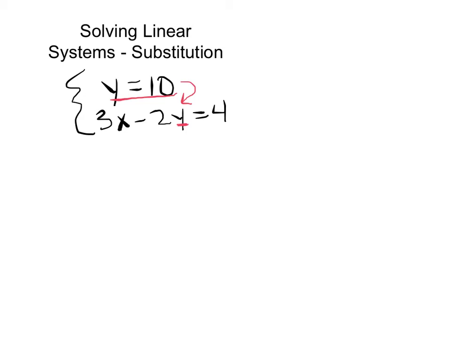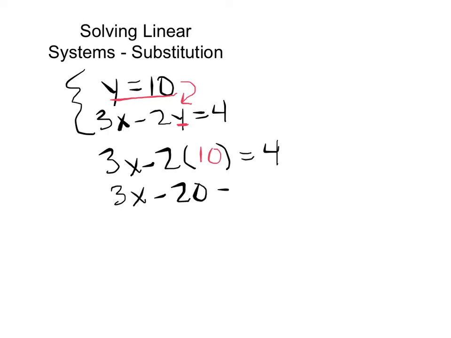So we can rewrite our equation like 3x minus 2 times y equals 4. And remember what y is. y equals 10, so I'm going to put that right there. We're substituting the 10 for y. Now we can go ahead and solve this because this is an equation in one variable. So 3x minus 20 equals 4.